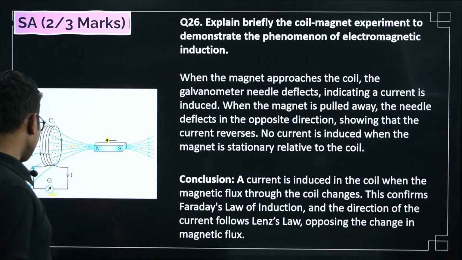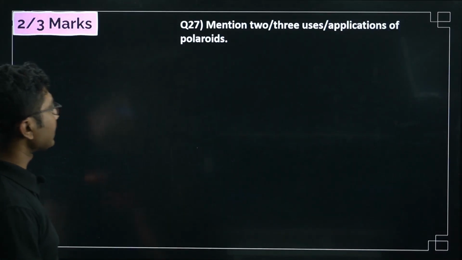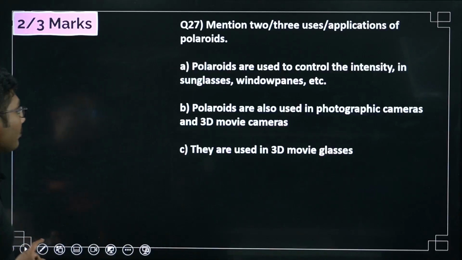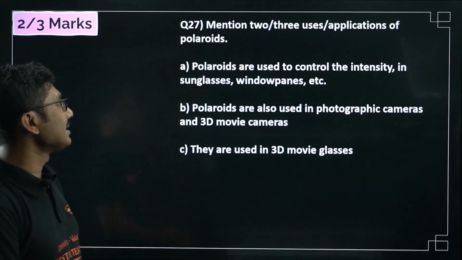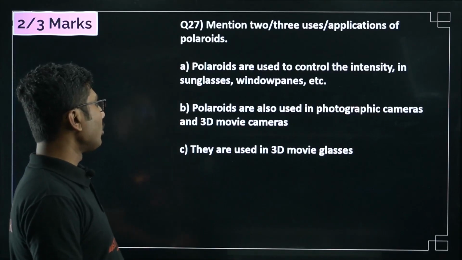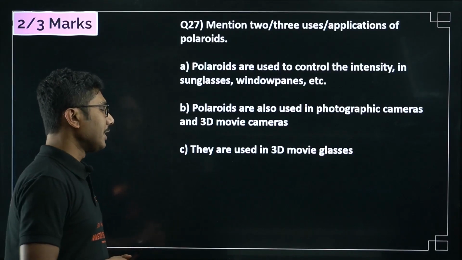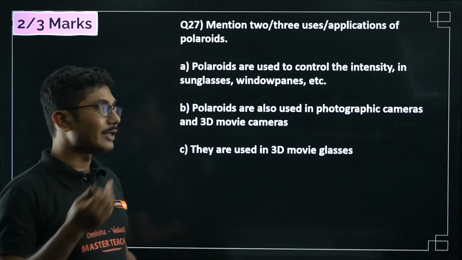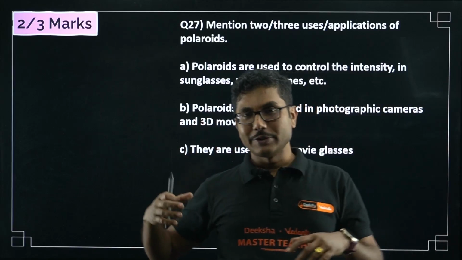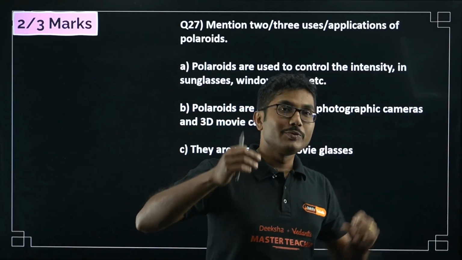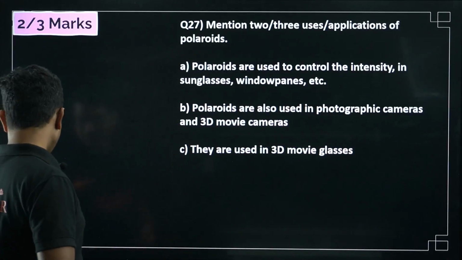Now mention 2-3 uses or applications of Polaroids. Another super important question. Polaroids are used to control the intensity in sunglasses, window panes, etc. Polaroids are also used in photographic cameras and 3D movie cameras. They are used in 3D movie glasses as well. So 3D movie cameras which record the movie use Polaroids, and the 3D movie glasses which you wear to watch 3D movies are also Polaroids.